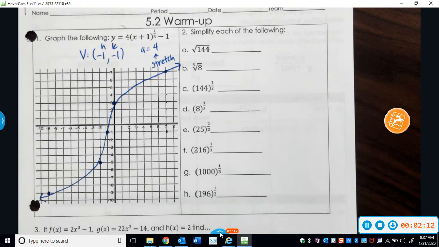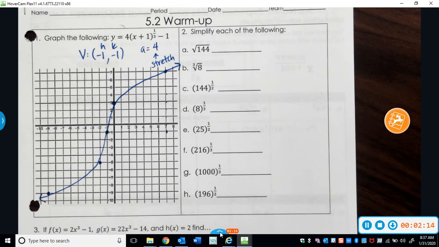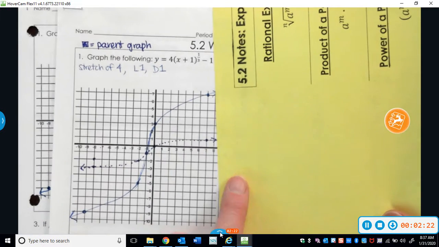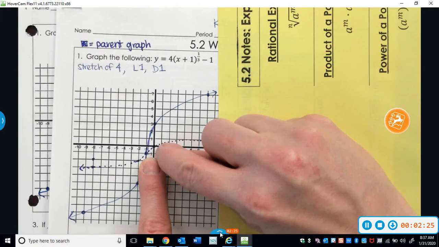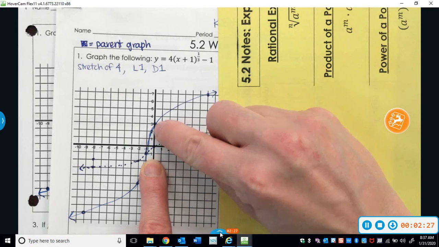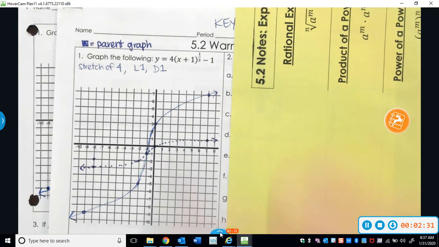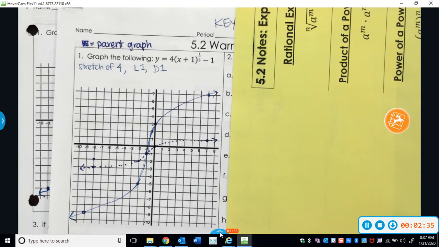And if it helps while you're still getting used to this, you can always put in the parent graph. So I'll show you what I did there. I put the parent graph dotted in here first, and then that way I could check each of the distances and say, oh, that's a distance of 1, so I need to go up 4 instead. This is a distance of 2, and so I need to go up 8 instead. So that's always an option as well. Questions about that?